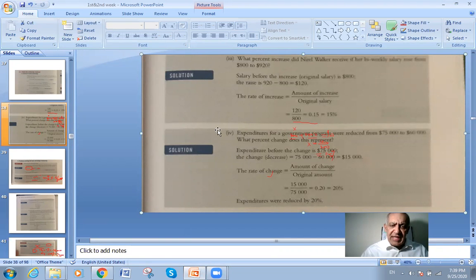Let us see this example and take the data which we will use. It says: what percentage increase did Nerd Walker receive if her bi-weekly salary rose from 800 to 920? From 800 to 920.